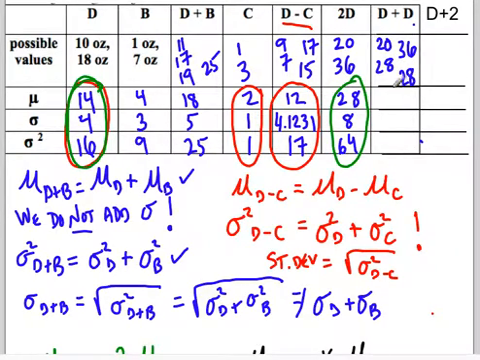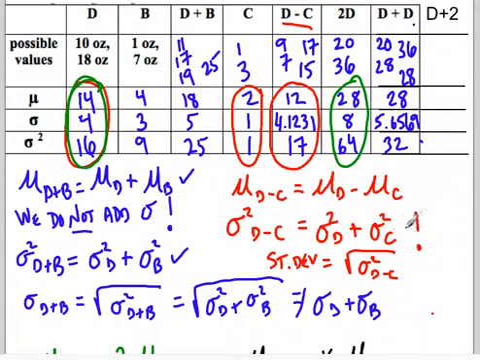So if I typed those 4 numbers in a list and I found the mean, the standard deviation, and the variance, I would get 28. I would get 5.6569. And then if I square that, I would get 32.